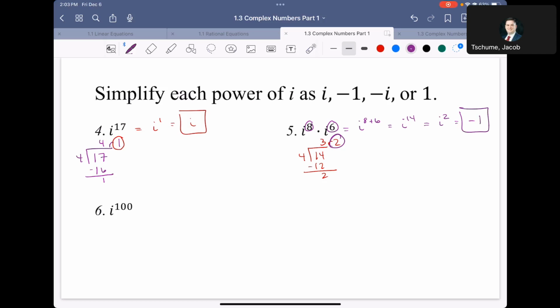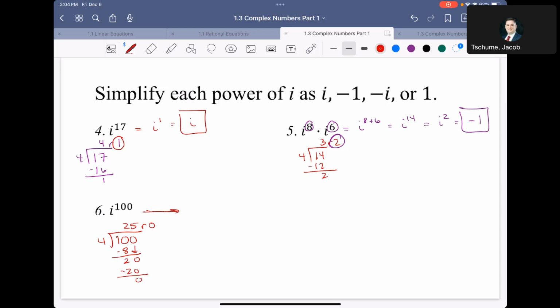Now, sometimes you can get some really big numbers. So what if you get i to the 100th power? Well, what we will do is take the power of 100 and divide it by 4. Well, 4 goes into 100. Let's see, 4 goes into 10 twice. So 2 times 4 is 8. So that's 2, bring down the 0. And then 4 goes into 20 5 times. 5 times 4 is 20. And so you get a remainder of 0.